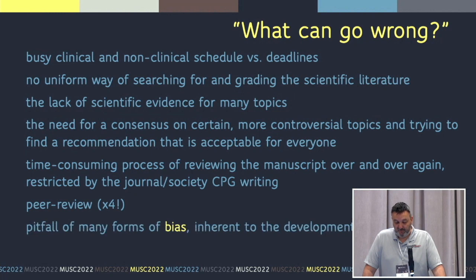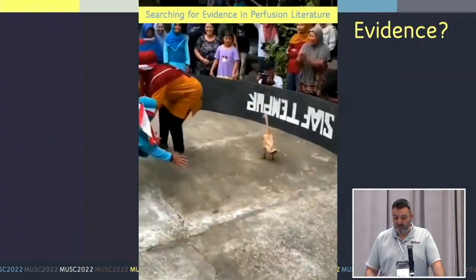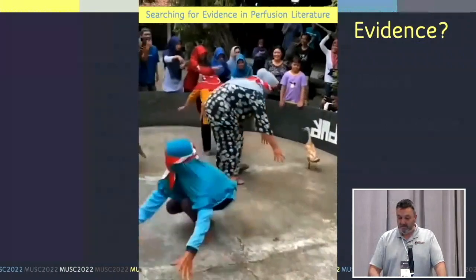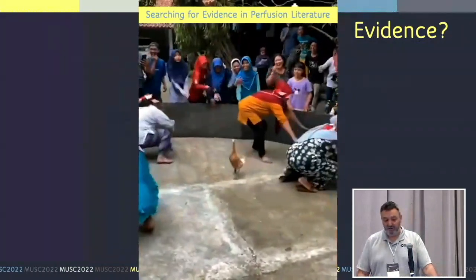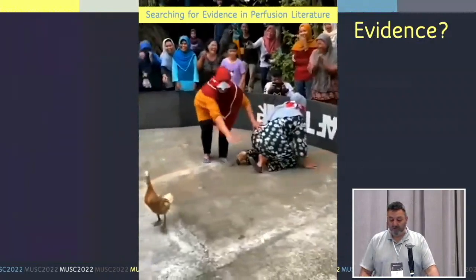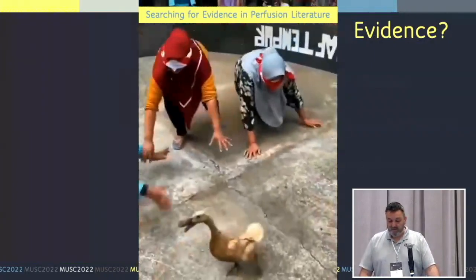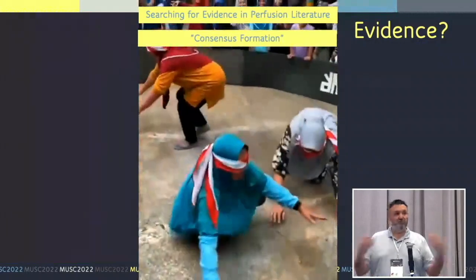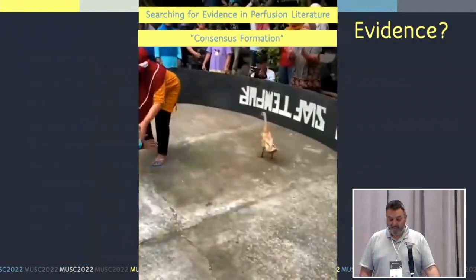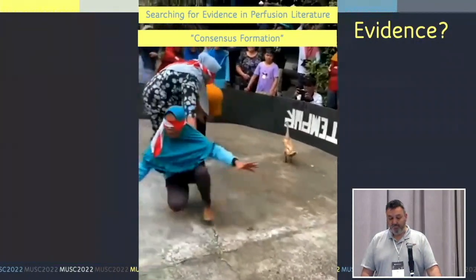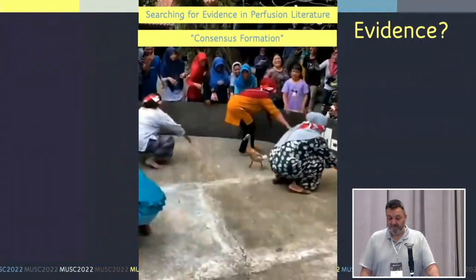And then I talked about peer review and bias. Bias is just inherent to the development of guidelines. We are all humans, and we still have our own opinion about how something should be done. And this is how we are searching for evidence. The ladies that are blindfolded are searching for the evidence, which is us. And then the evidence is walking around, and we're very busy. And there's consensus formation. Two heads bumping into each other is like consensus. That is how the development of guidelines basically happens.